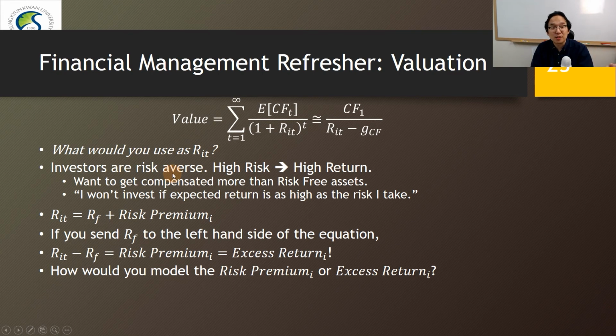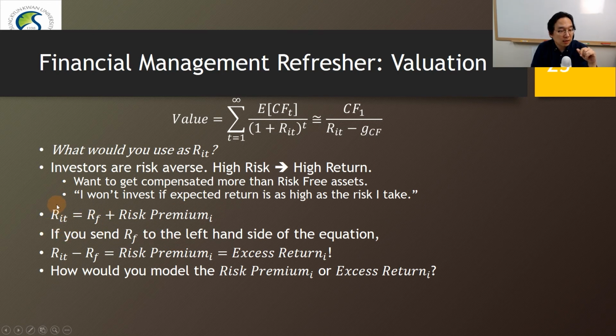We start with this: high risk, high return, I want. Otherwise I would not bother to look at that stock or put my money in. In the first place, I want to get compensated more than risk-free assets. I'm putting my precious money into the risky stock that you are selling, so unless this security is expected to give me a better return than the risk-free asset, I'm not going to put in my money.